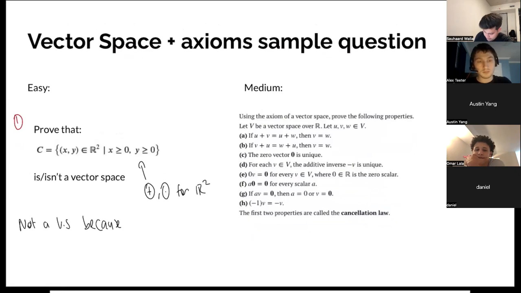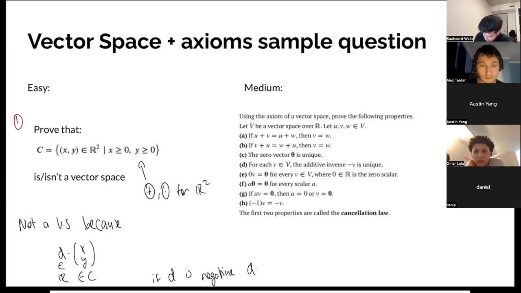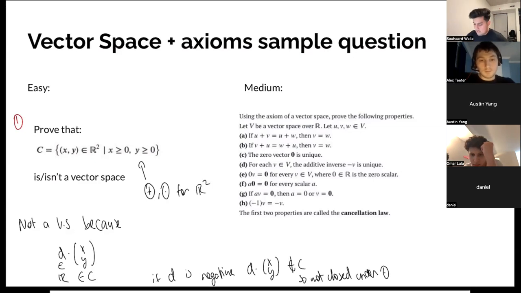I see someone said scalar multiplication. Perfect. When we do scalar multiplication, like C multiplied by, let's say, XY, and we say this is a part of C. I shouldn't have used C then. Let's use D as our scalar, where D is a part of the real numbers. D could be negative, right? So if D is negative, D multiplied by XY would not be a part of C. So not closed under scalar multiplication. Perfect. So that's that question.